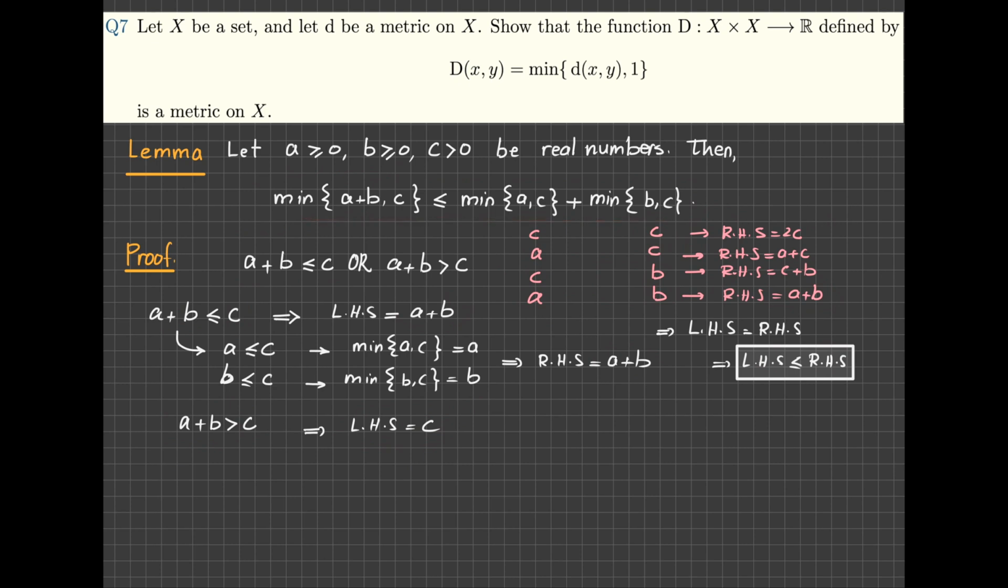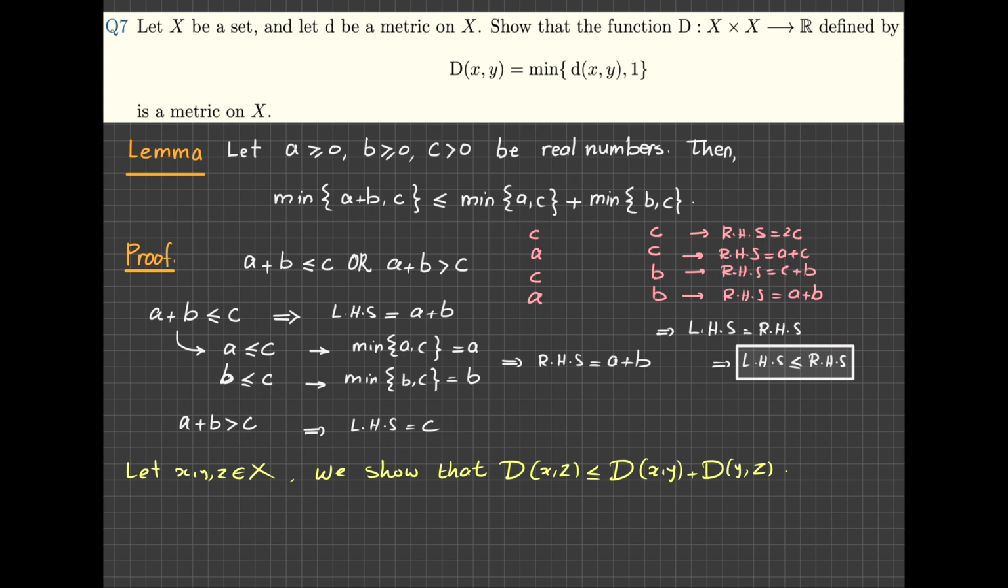Now let us go back to the triangle inequality for capital D. So I would say that let x, y, and z be arbitrary elements of the capital X. We show that capital D of x and z is less than or equal to capital D of x and y plus capital D of y and z. How can I do that?